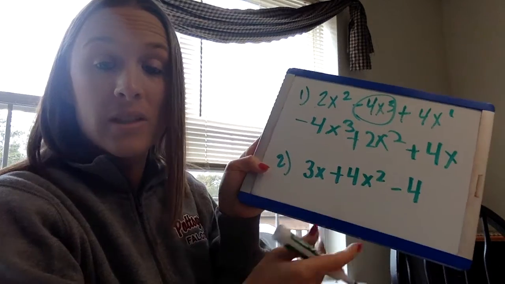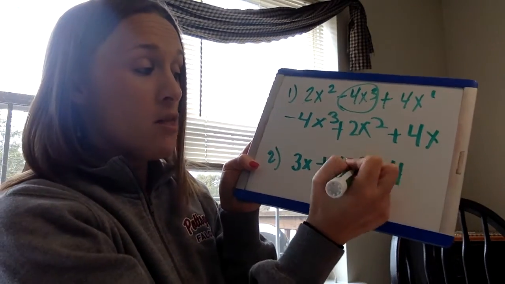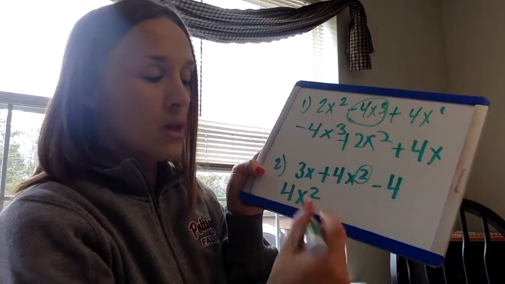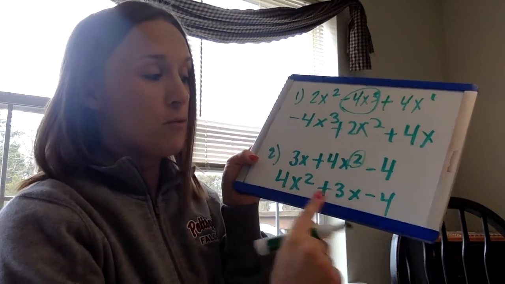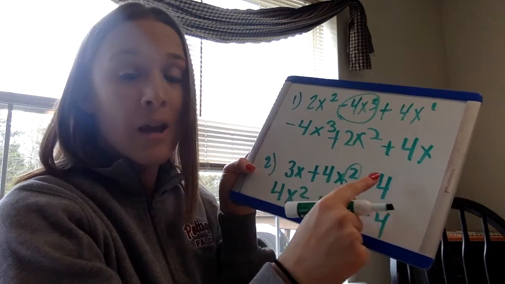All right, what would standard form be of this one? This says 3x plus 4x squared minus 4. This is your highest exponent. So it's going to be 4x squared plus 3x minus 4. That's standard form. That is not standard form. You don't write that as an answer on a test. You always write your answers in standard form.